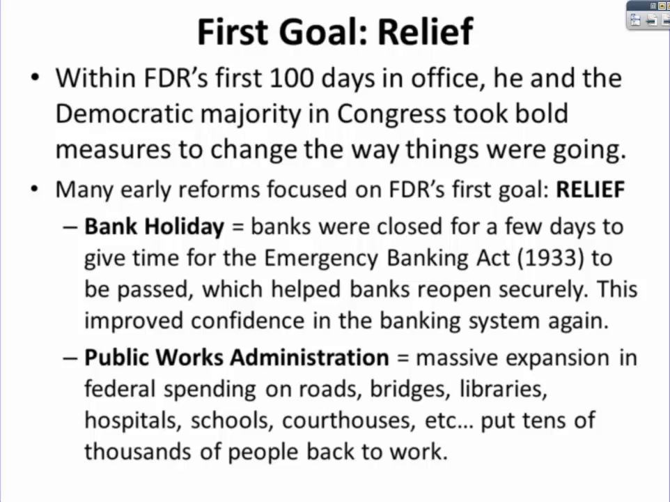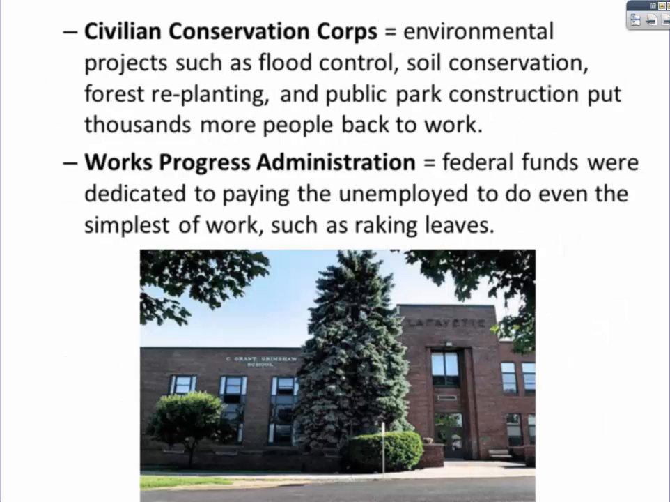The Public Works Administration. Although Herbert Hoover was doing a lot with public works, FDR massively expanded the efforts in public works. So federal spending on roads, bridges, libraries, hospitals, schools, courthouses, etc., it massively expanded and it put tens of thousands of people back to work. Before I discuss anything else, I want to refer to this photo of Grimshaw Elementary School. This was built during the Great Depression, using funds from the Public Works Administration. Many projects just like this were used to put people back to work during the Great Depression.